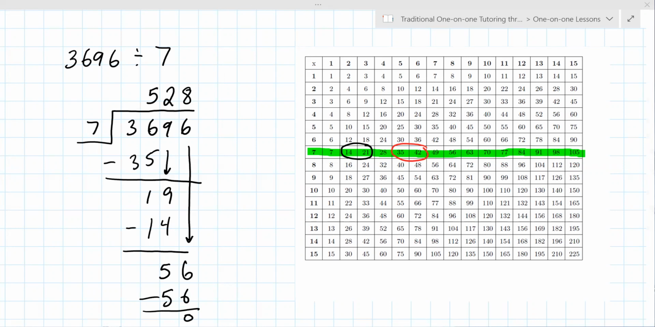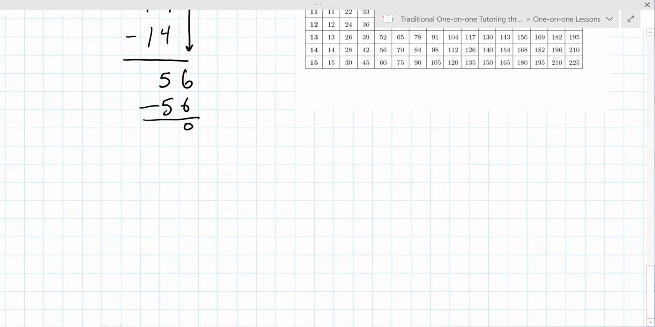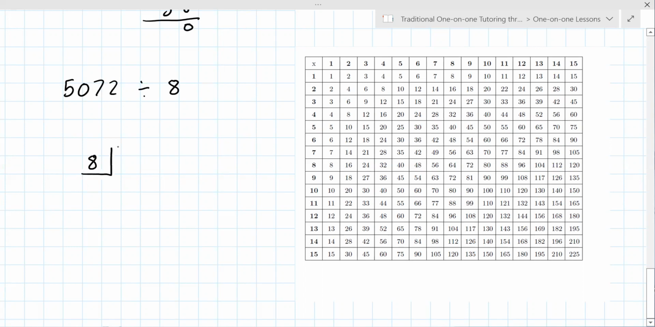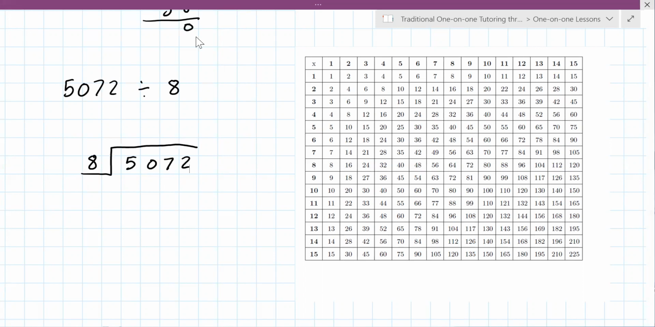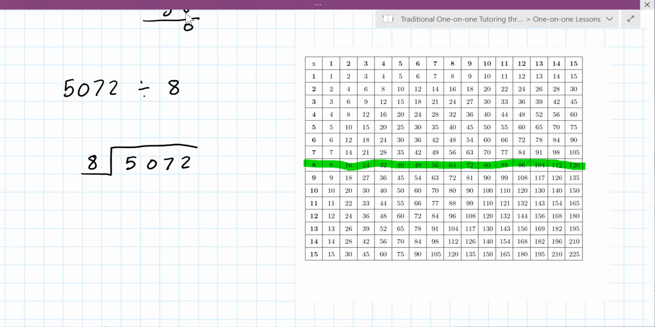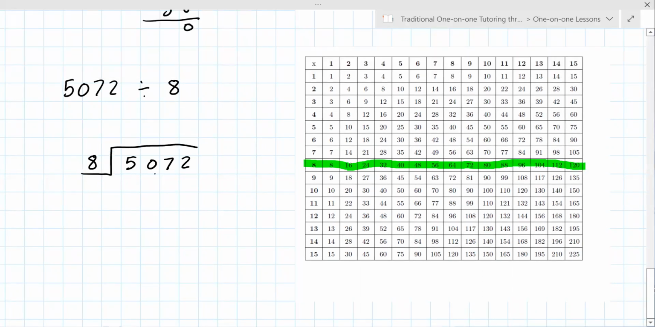Okay, you ready to do another one? All right, so we have 5,072 divided by 8. So 8 goes outside the house, 5,072 goes inside the house. And again, we're looking at the row with the number 8 in it. Okay, so you ask yourself, how many times does 8 go into 50? Or which two numbers is 50 between on that number line?